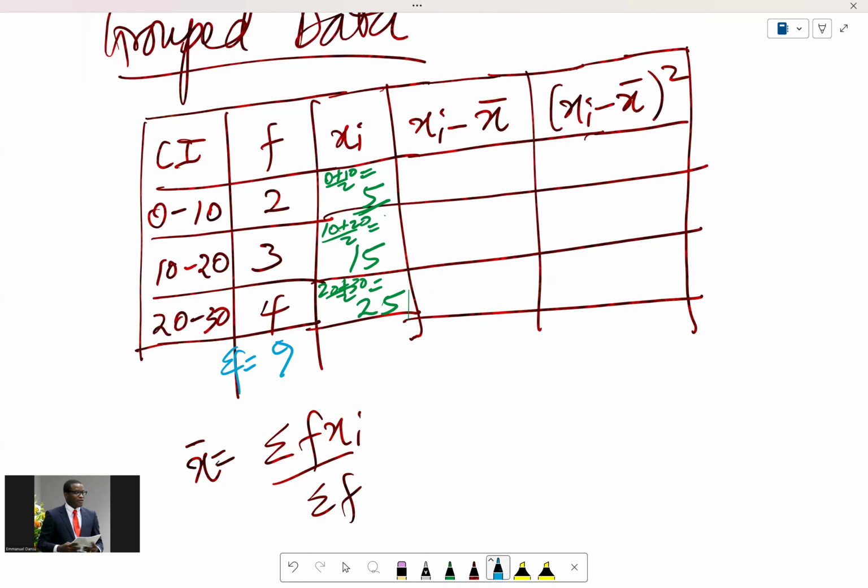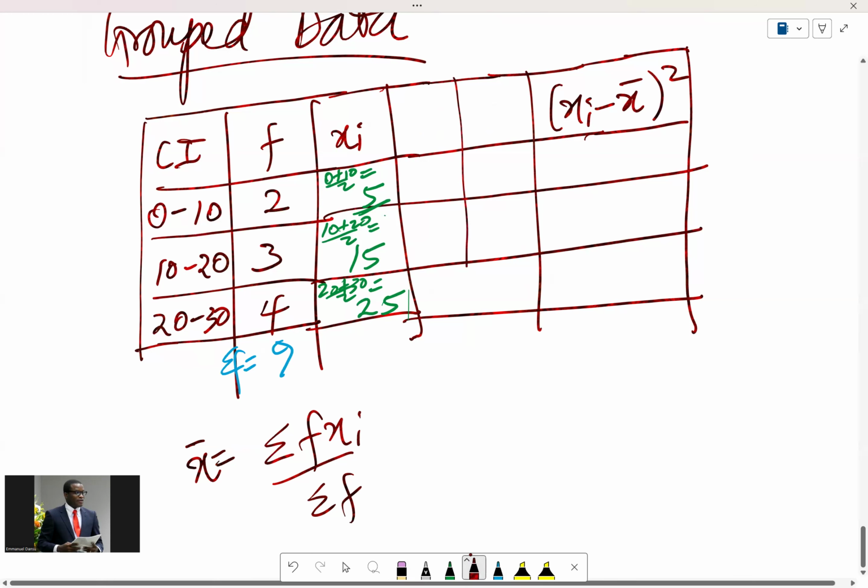Then for the x bar now, we need summation of f of xi. So I think we need to create a column for f of xi. I guess I can divide this into 2. In fact, fi xi. So fi multiplied by xi, and this will now be xi minus x bar.